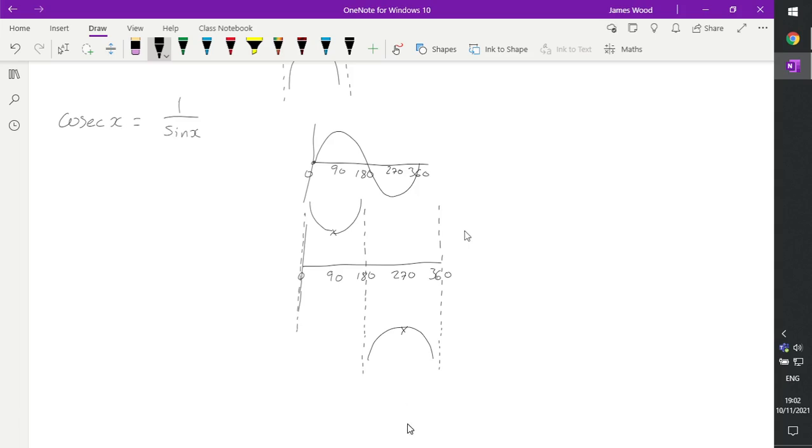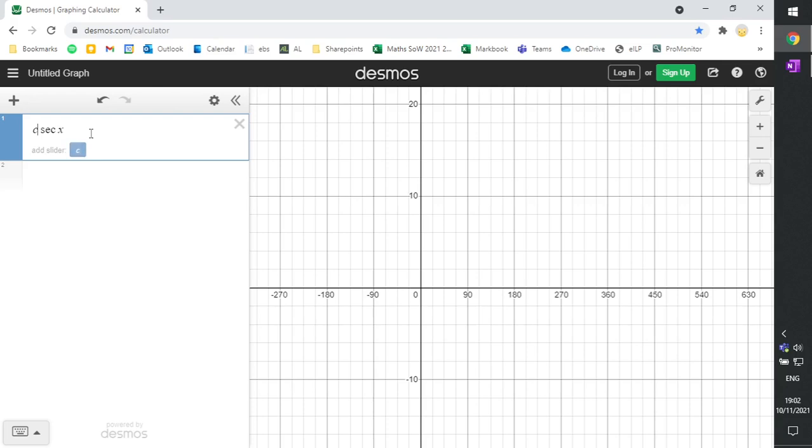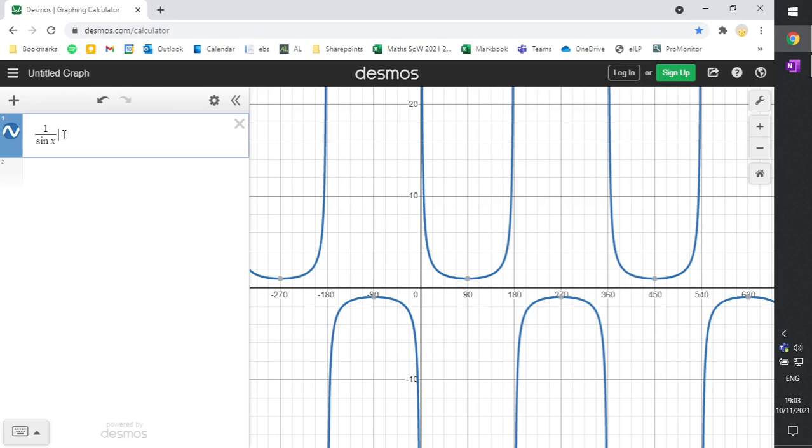And again, you get this pattern repeating. So if we were to sketch it on here, cosec x, so if we sketch it, then it will look like that. It wouldn't let me type in cosec x for some reason, but I just typed it in as 1 over sine x, and you can do it that way too.